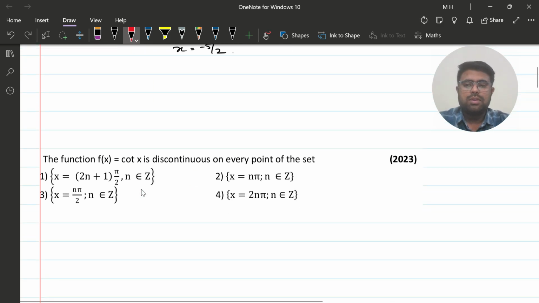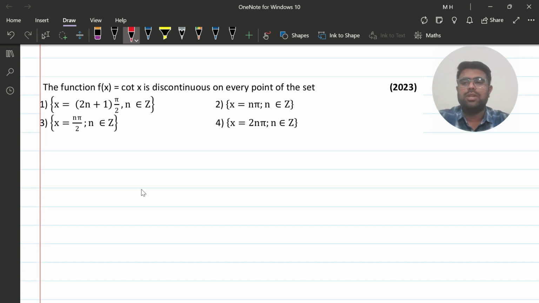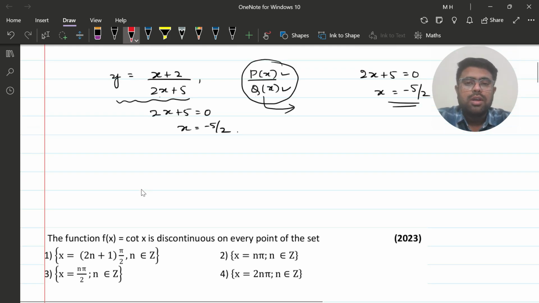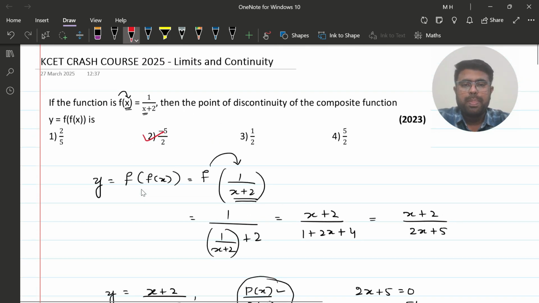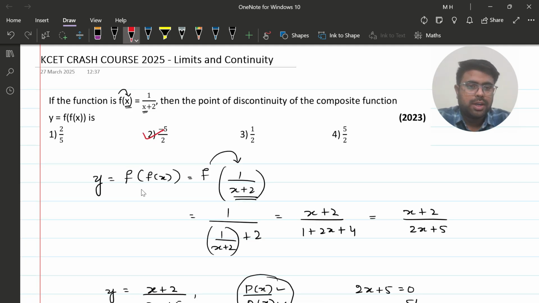Okay, so let us go to the next question without any delay. The question says, the function f of x equal to cot x is discontinuous on every point of the set. Okay, so the function f of x equal to cot x. Look, just now we have solved a problem which was asked in 2023.